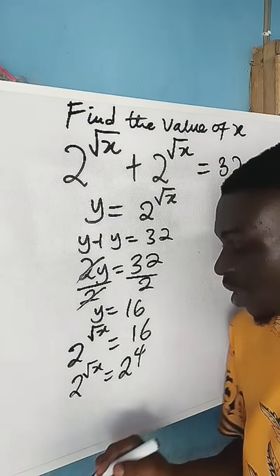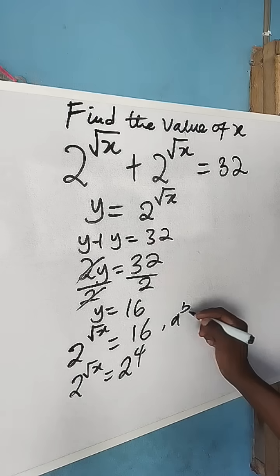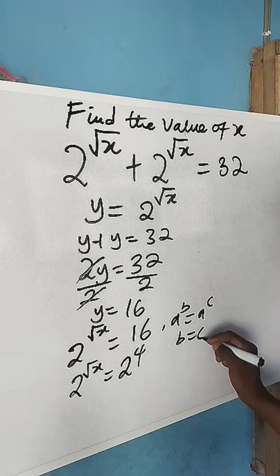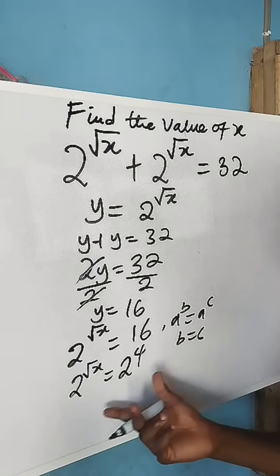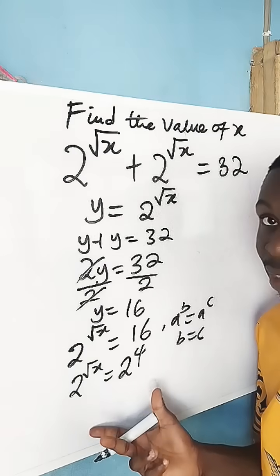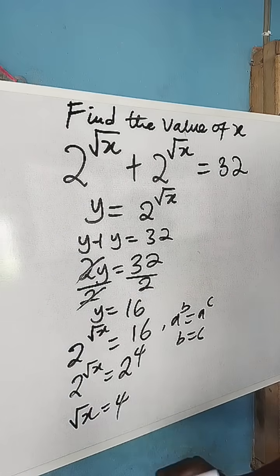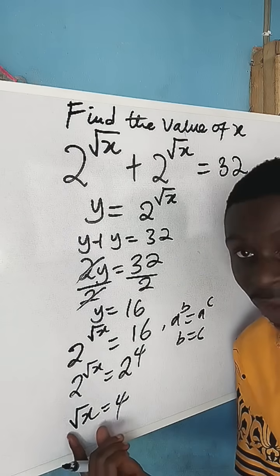Now let's apply this law of indices. If you have a to the power of b equals a to the power of c, you can equally say that b equals c. Okay? So now we are going to equate the powers because we have the same base. So we are going to have the root of x equals 4. Let's find the value of x.